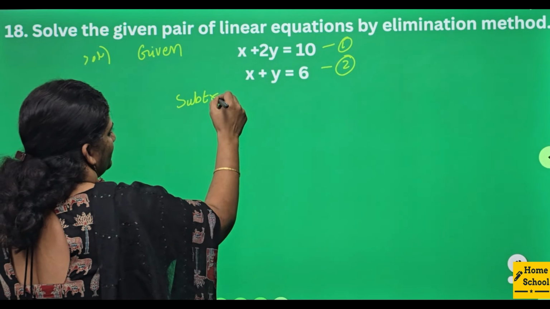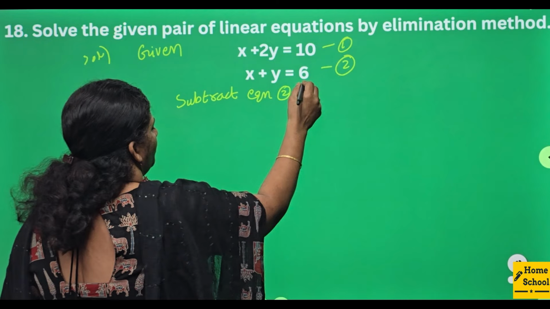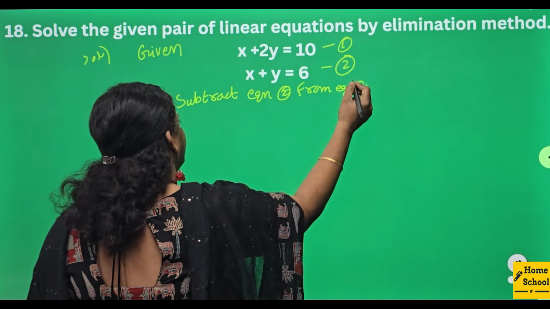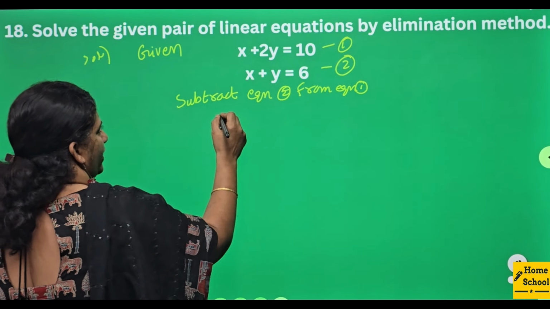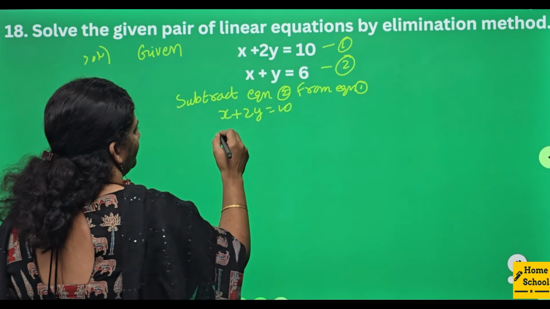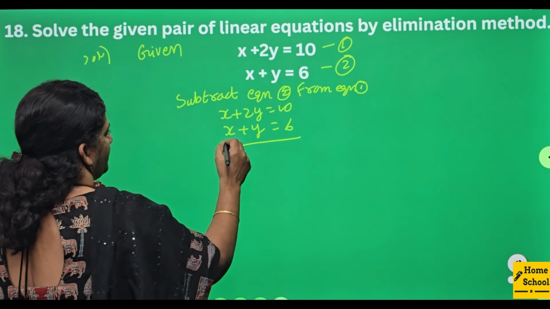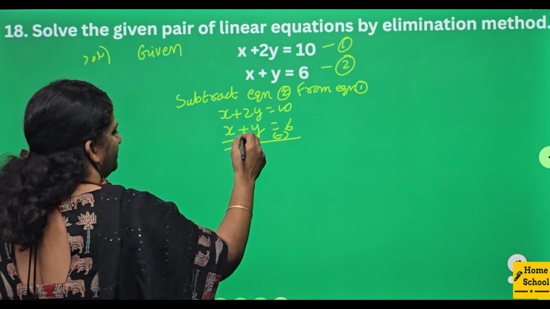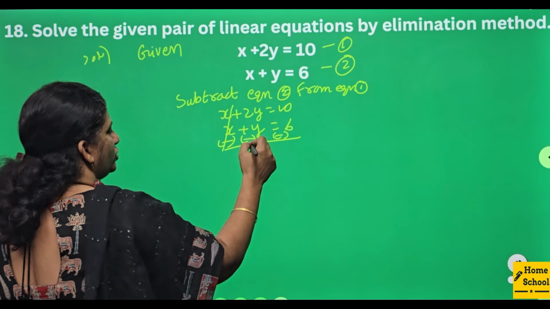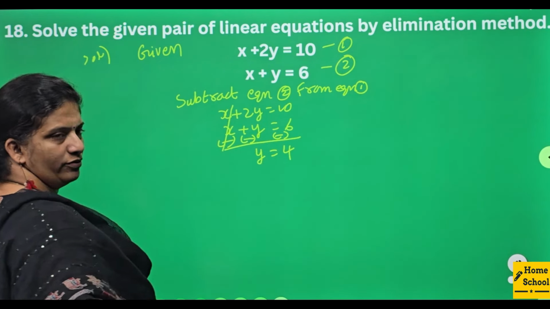Subtract equation 2 from equation 1 or equation 1 from equation 2. Anything is okay. X plus 2y is equal to 10 and x plus y equal to 6. Subtract, change sign. X minus x will be cancelled. 2y minus y is y. 10 minus 6 is 4.